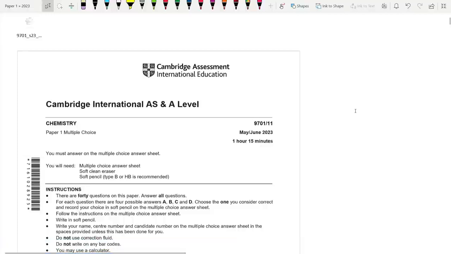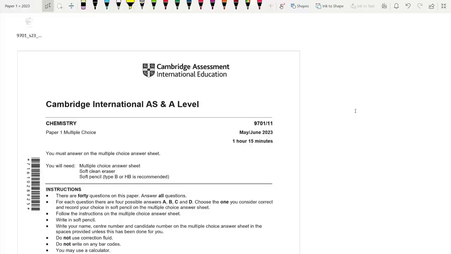Hi everyone, we're solving this chemistry paper today. This is 9701 paper 11, May June 2023. The time is 1 hour 15 minutes. I plan to solve paper 13 after this video, so I'll just put a link at the end of the video when we're done solving that.